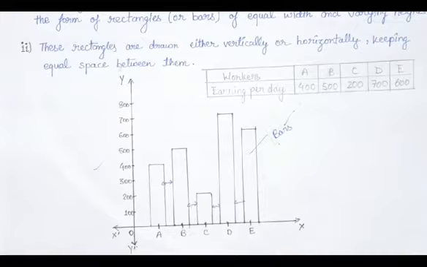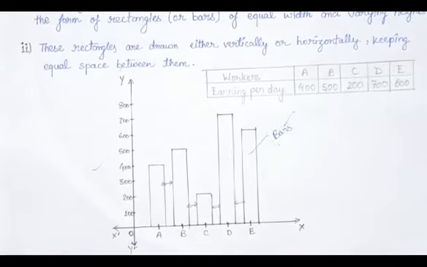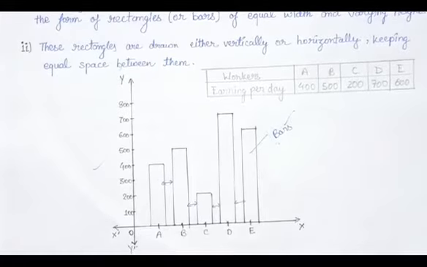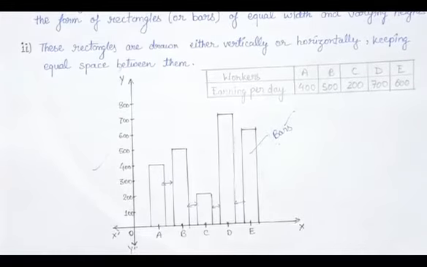One more thing about the bar graph is that in a bar graph, the space between each two bars is the same. As you can see here, the space between bar A and B is the same as the space between bar B and C, and this is also the same as the space between bar C and D. That is, we can say that in a bar graph, each bar is spaced by equal distance. So these are two properties of a bar graph.